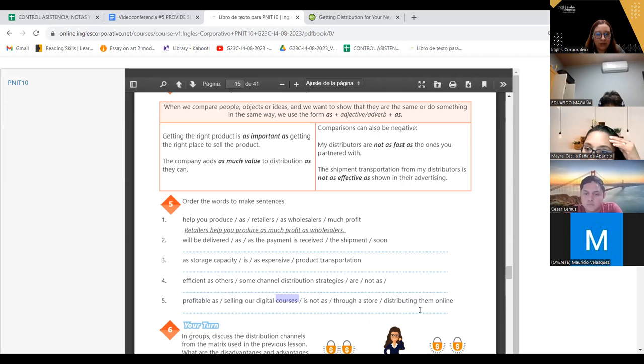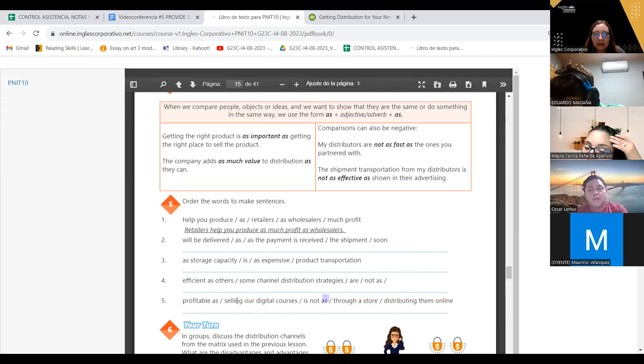Vamos a cambiar un poquito esta oración. Lo primero está bien. Selling our digital courses, y luego... Through a store? No. Let's see. Selling our digital courses is not as profitable as distributing them online. Yeah.